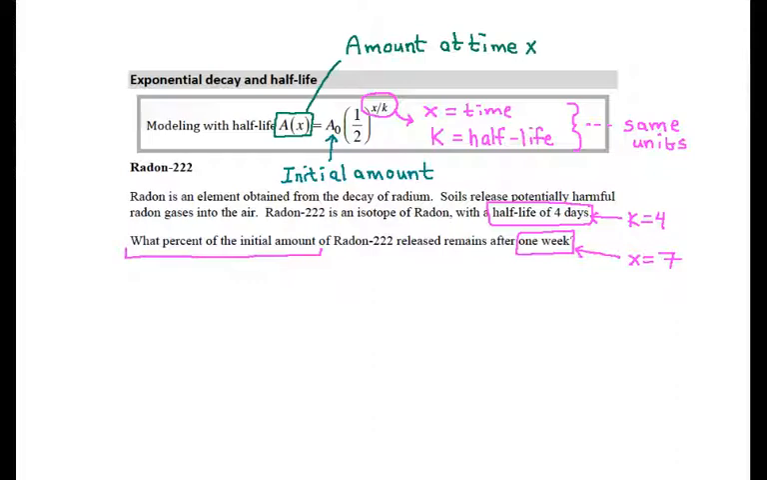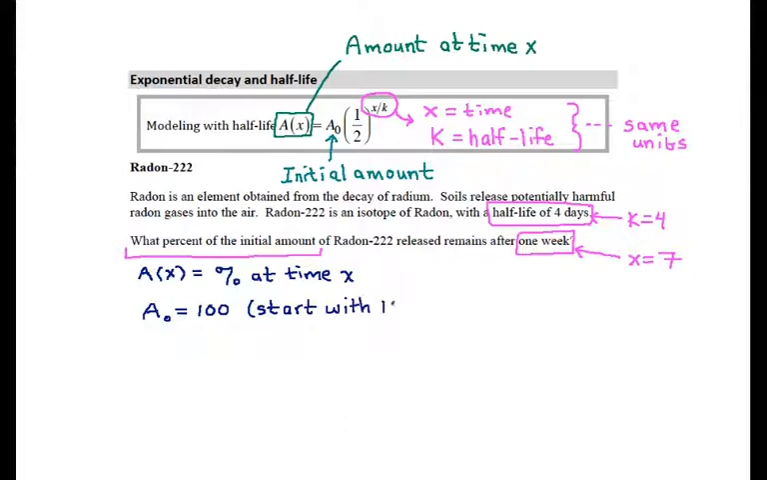All right, now to handle the question about what percent of the initial amount, what we're going to do is say that a of x measures the percent remaining, or the percent at time x, so that our units are percent of the original amount instead of measuring this in grams or something, and that we start with 100% because we're talking about percent of the initial amount. So because we start with 100%, we'll just say that our initial amount is 100 in order to handle this percent type question.